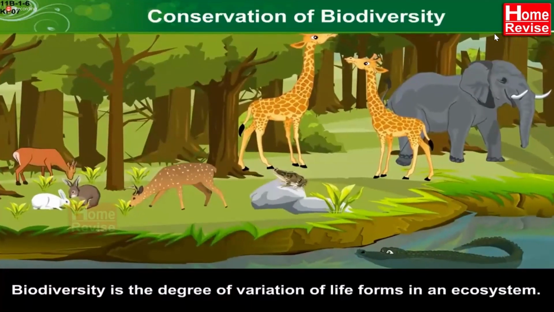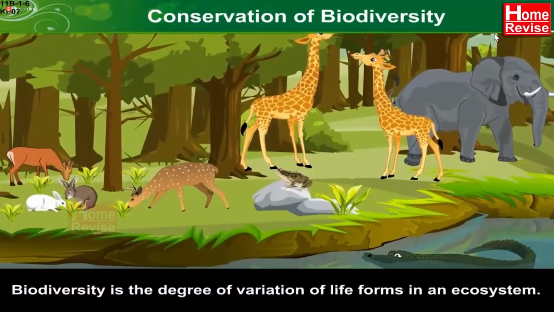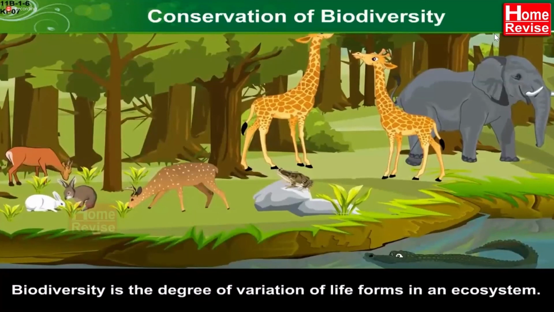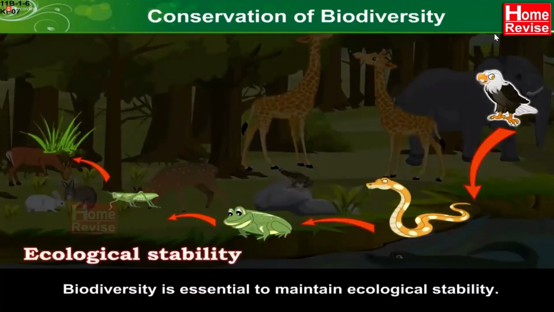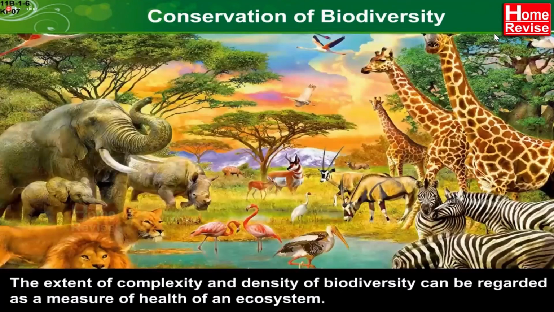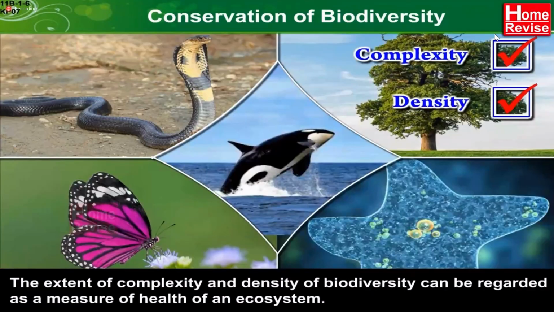Conservation of biodiversity. Biodiversity is the degree of variation of life forms in an ecosystem. Degrees of variation are essential to maintain ecological stability. The extent of complexity and density of biodiversity can be regarded as a measure of health of an ecosystem.